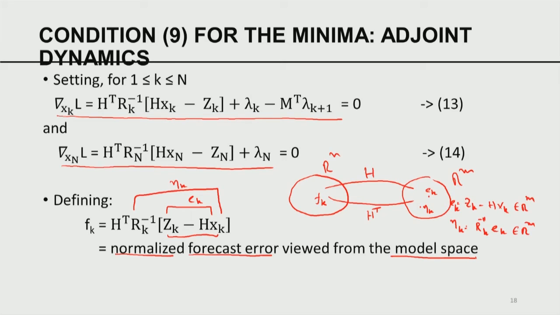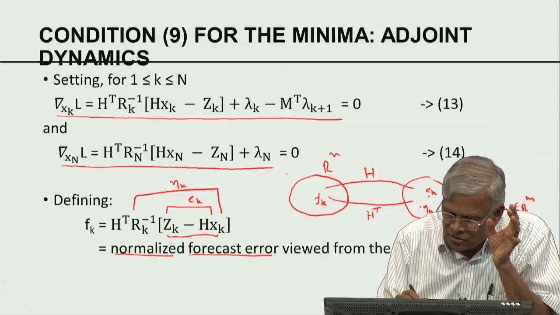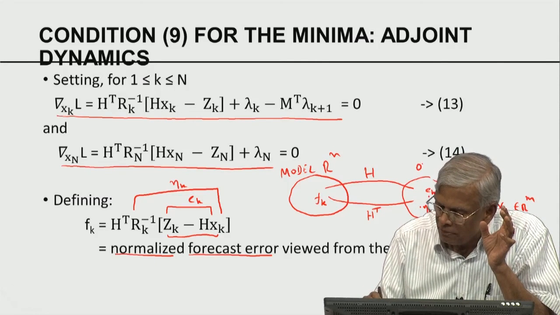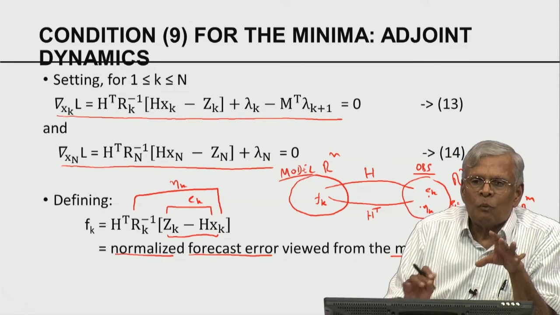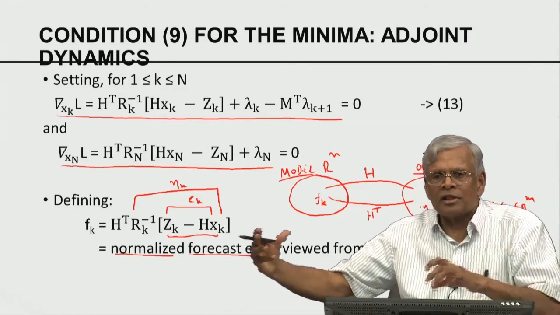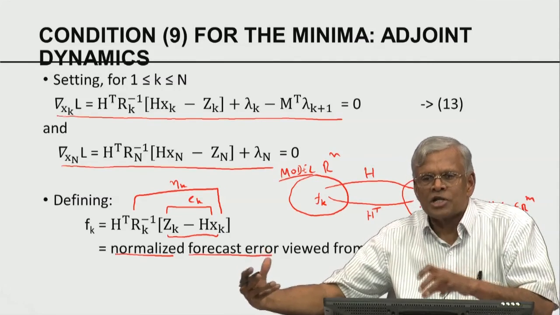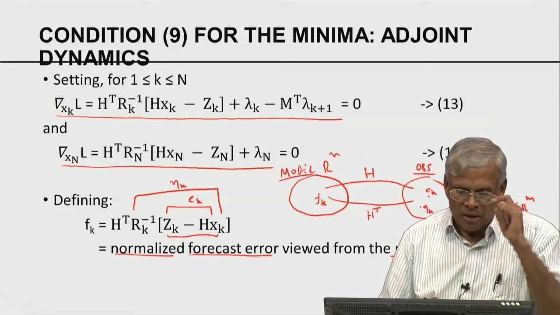So it's very important to understand why we want to convert the forecast error from one space and transfer it to another space, because all the computations are done in the model space. So this is the model space. This is the observation space. The data assimilation computations are done in the model space. Model space is Rn. Therefore, when I have a quantity which is not in this space, I have to bring the corresponding version of that quantity from observation space to the model space. So that is what f of k is all about.